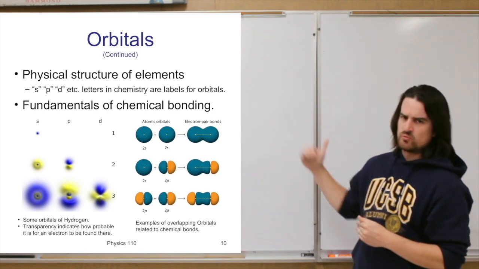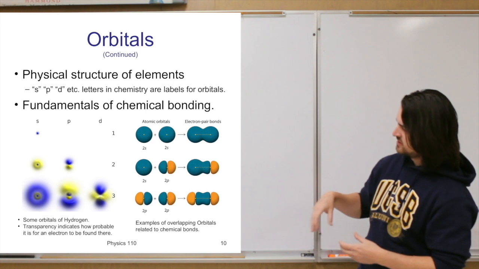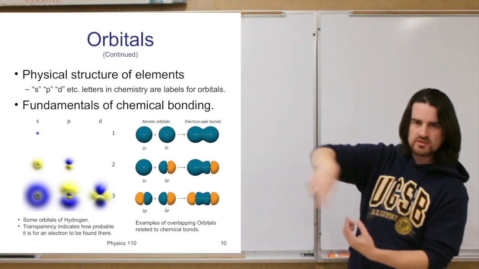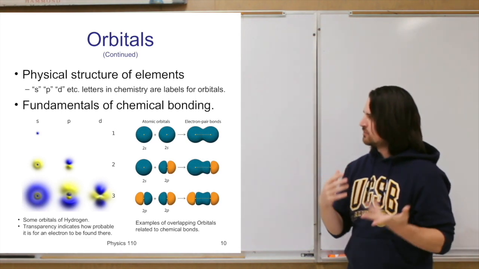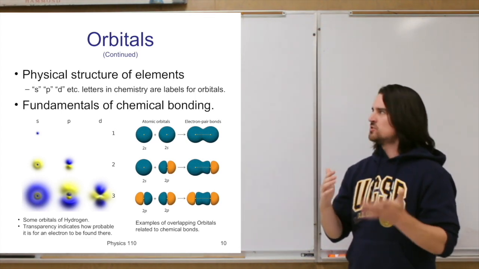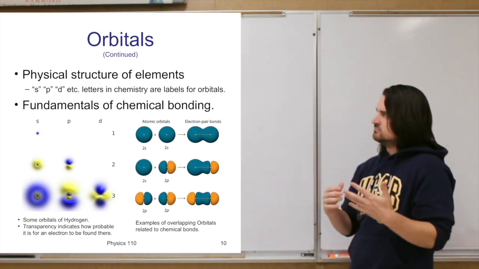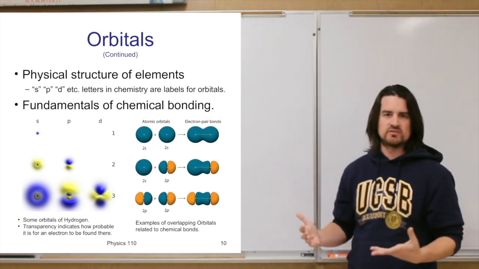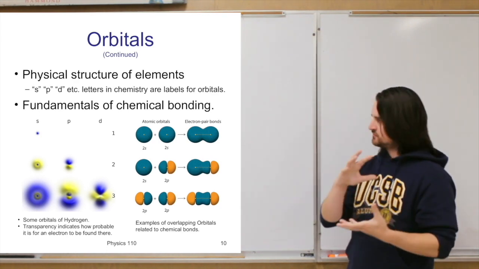And they just get more and more complex. Like the 3D or D3 one, you have these dumbbells, but then you also have this ring around. So those are examples of some orbitals. And it turns out that understanding the orbitals is basically what amounts to understanding the physical structure of an element, like what physical form it takes, the geometry of it.